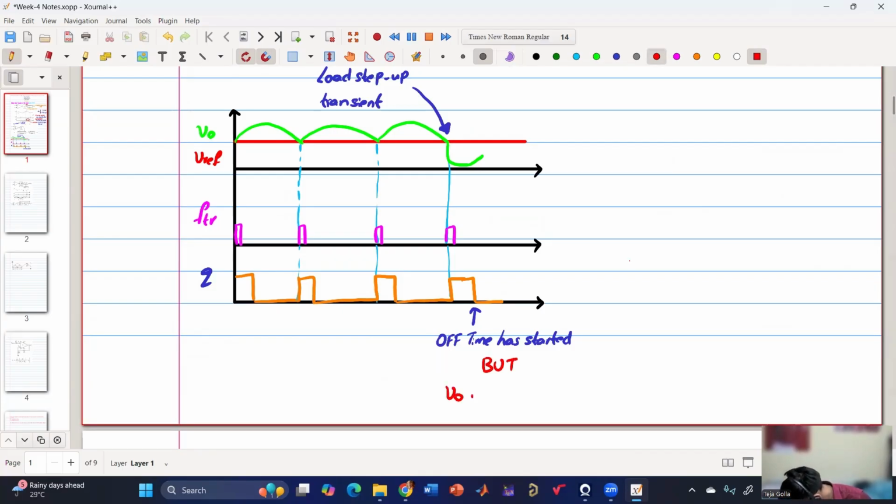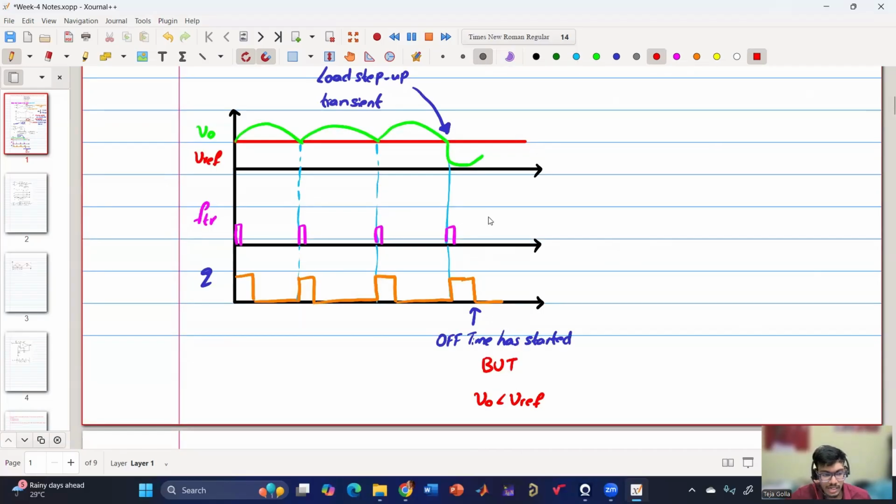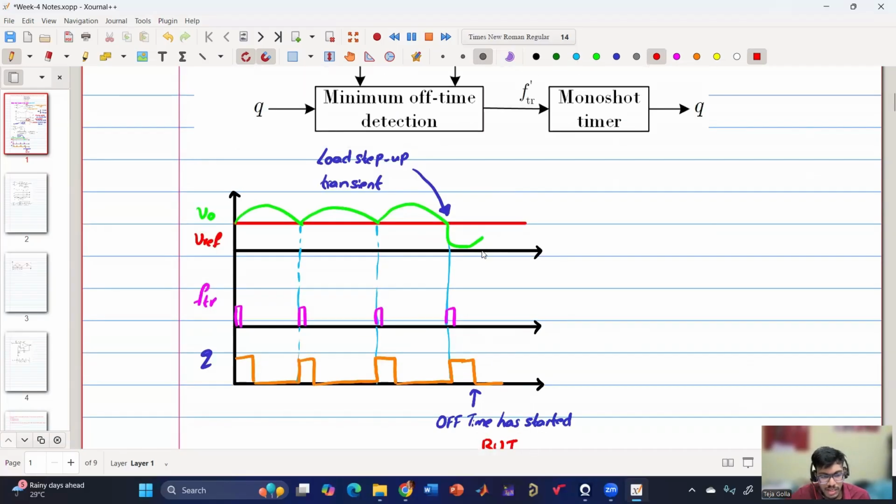V naught is still less than V reference. So basically what is happening, V naught is below V reference, and because off time has started, now V naught will discharge, right? So this will never go up. If it is not going up, then it will not come down. So FTR will never see a rising edge. So the converter will forever be in off time, right? And V naught will discharge to zero.